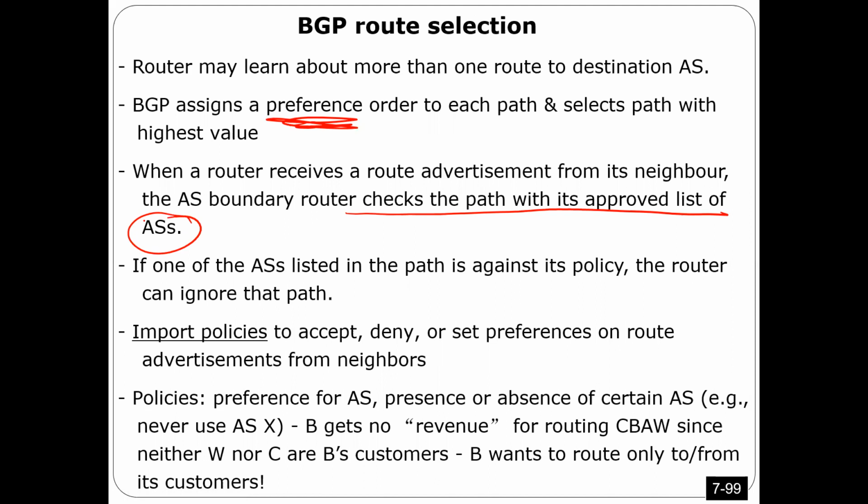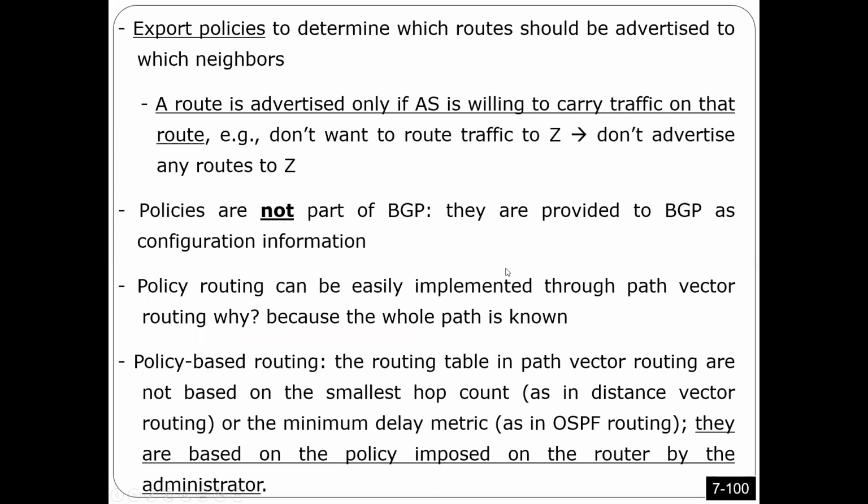Again, everything here is mainly about policy. So policy here means preference for the presence or absence of certain ASes. This is the meaning of it. So some AS should be present or some AS should be absent from this path. For example, one of the policies is never use ASX, because I'm not going to get any revenue out of this one, and so on. As I said, when you advertise a path, that means you are willing to carry traffic for this path.